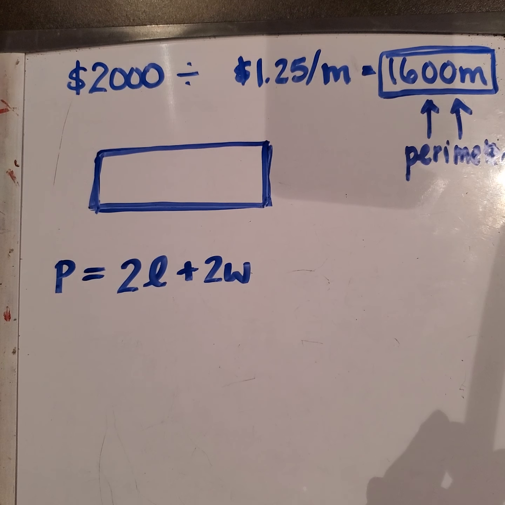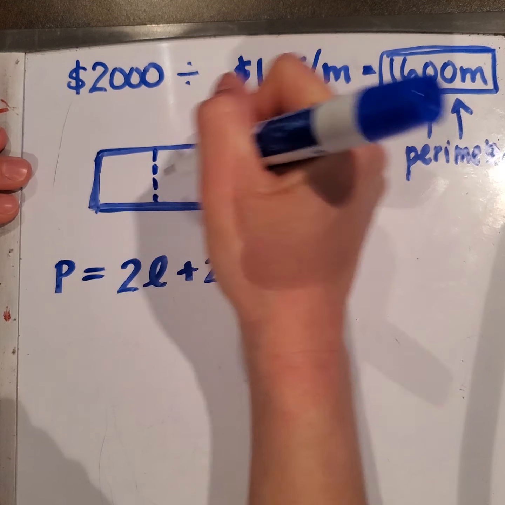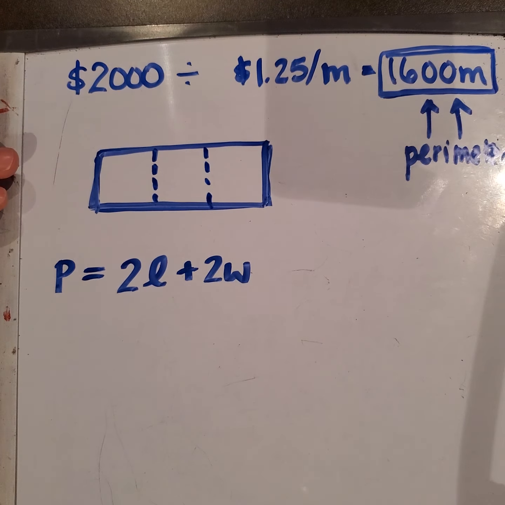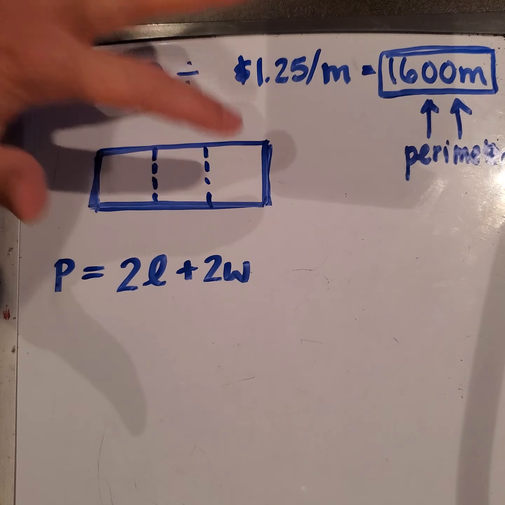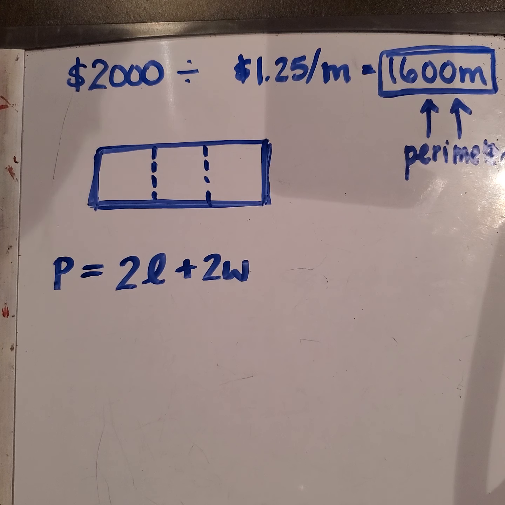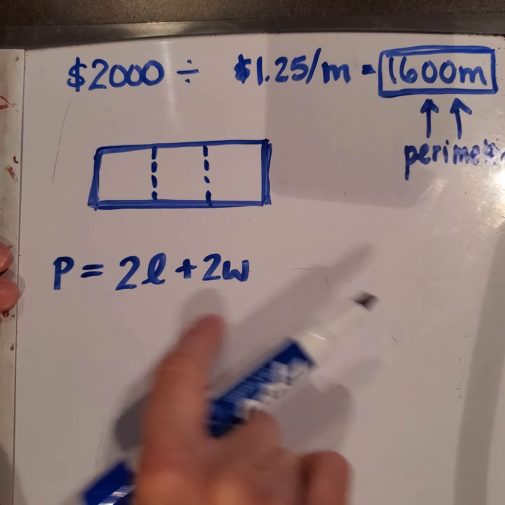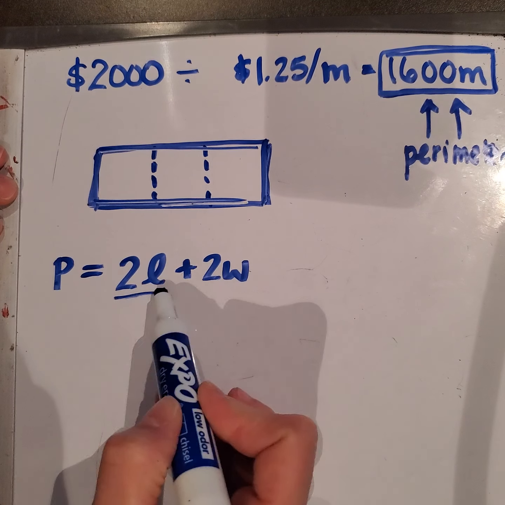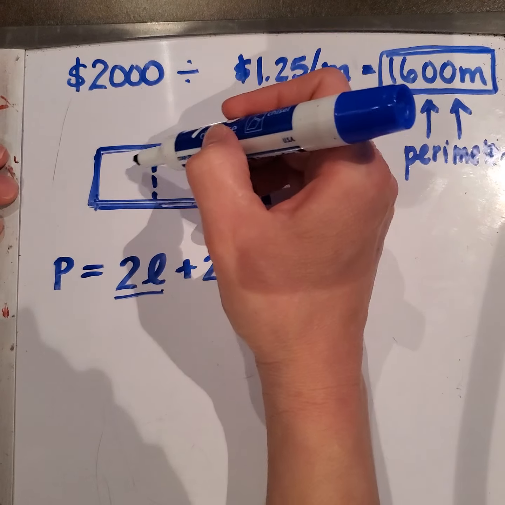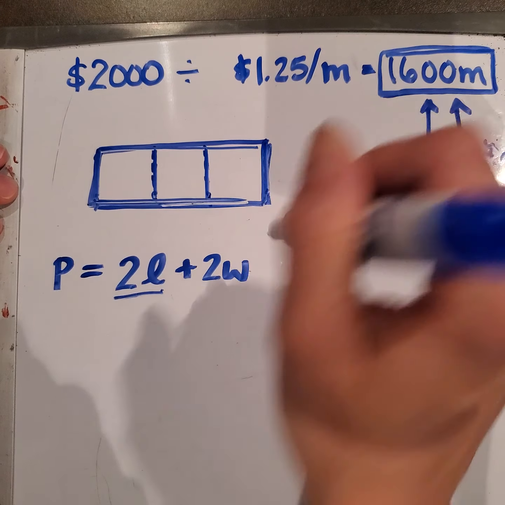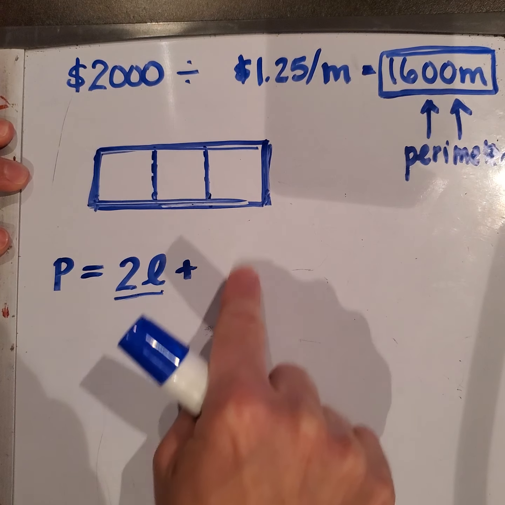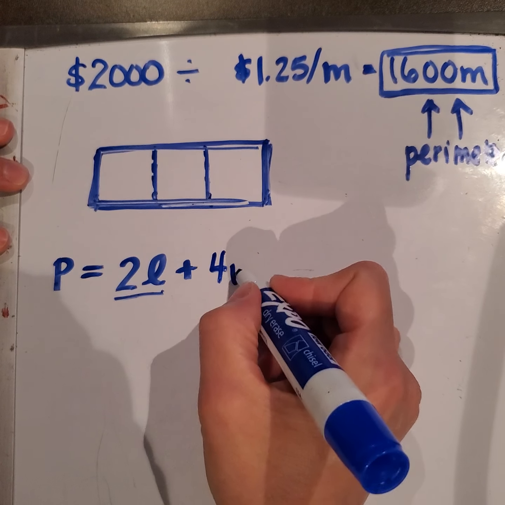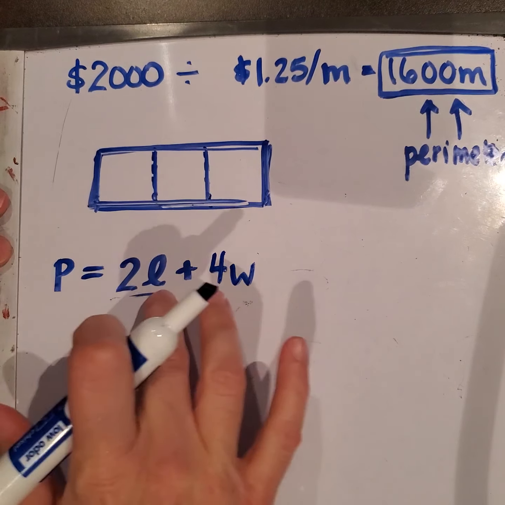However, usually there's some sort of twist in these questions. So the twist I'm going to add here is the fact that this farmer wants to divide his field into 3 equal sections. So let's say one for his pigs, one for his goats, one for his cows. Who cares. So now we have to adjust our formula because not only is the fencing going to consist of 2 lengths, but now we have 1, 2, 3, 4 widths to work with. So that changes the question a little bit and you have to be careful.